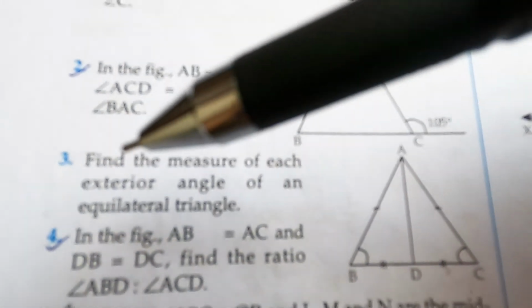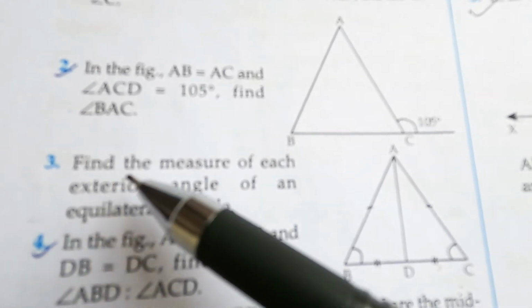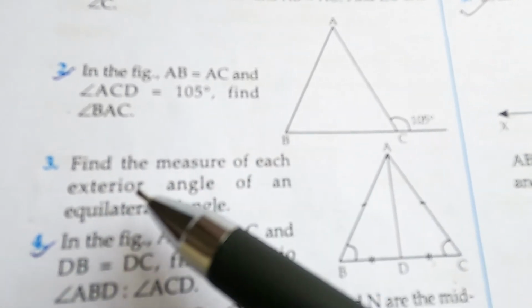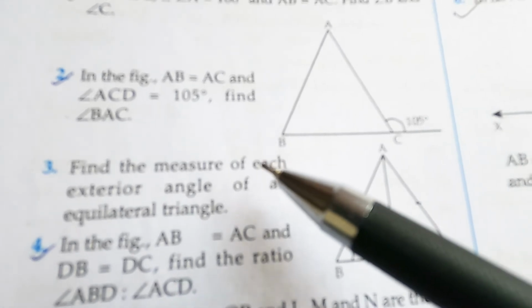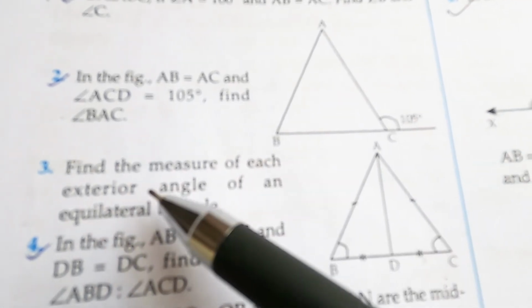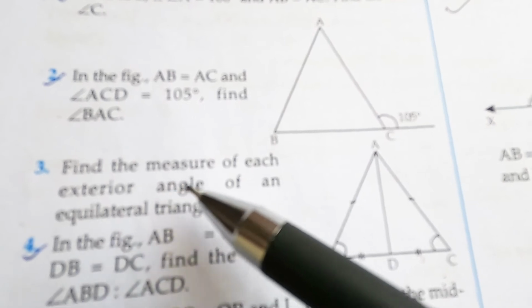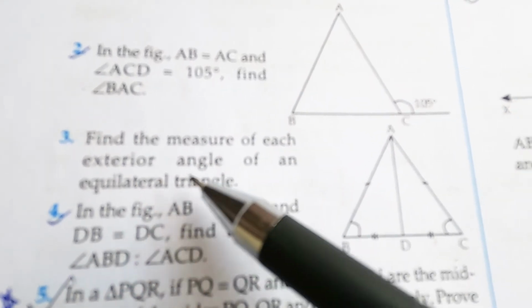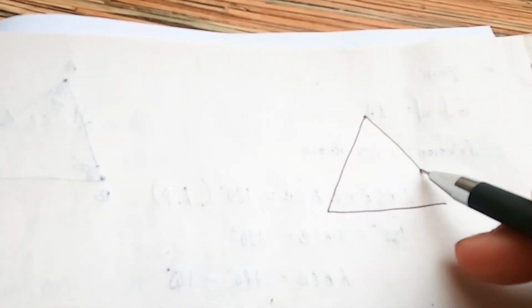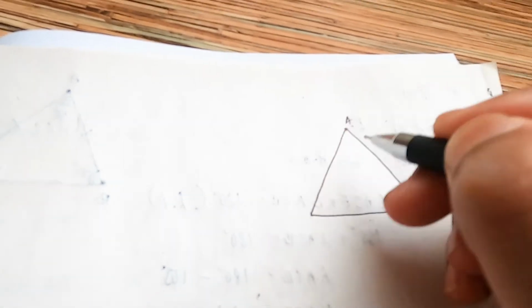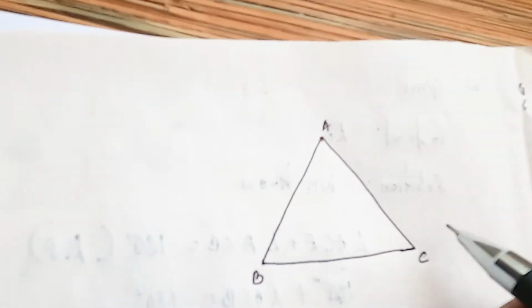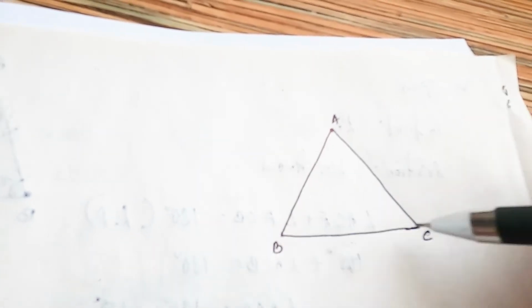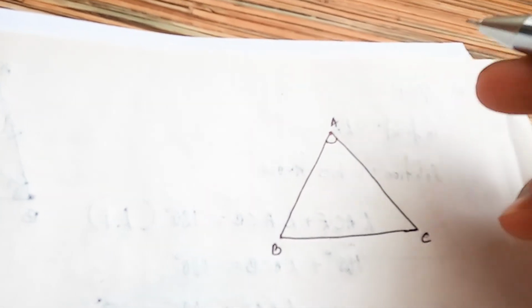Alright students, so we will be starting with question number 3. So find the measure of each exterior angle. So here you have to read the question carefully. Measure of each exterior angle. So there are 3 exterior angles of an equilateral triangle. So in this case, what we will need to do is we will draw first an equilateral triangle. Alright, so what is an equilateral triangle? An equilateral triangle is a triangle in which all the sides are equal and also all the angles are equal.